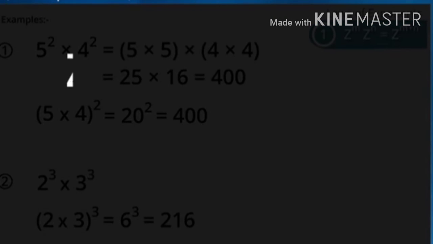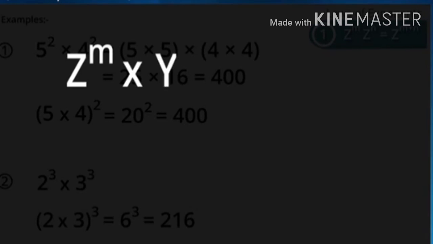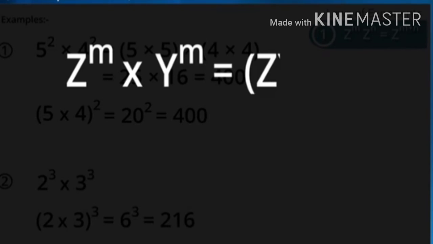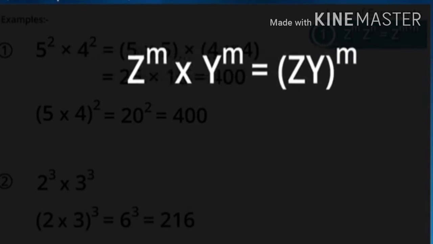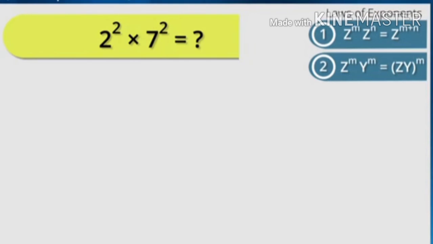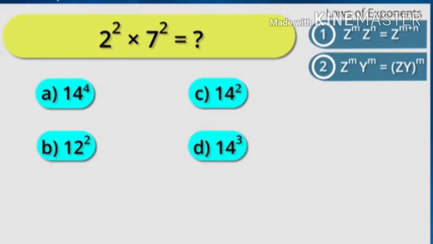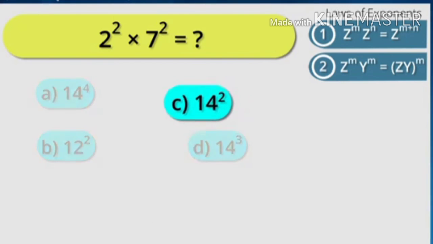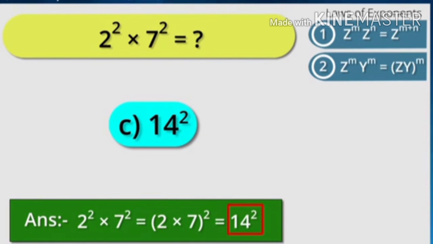Therefore, z raised to the power m multiplied by y raised to the power m, which is equal to z into y raised to the power m. So, this is our second law of exponent. What will be 2 raised to the power 2 multiplied by 7 raised to the power 2? It will be 14 raised to the power 2.